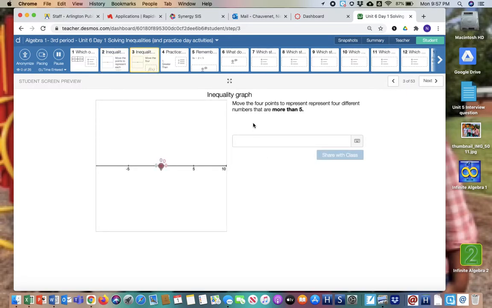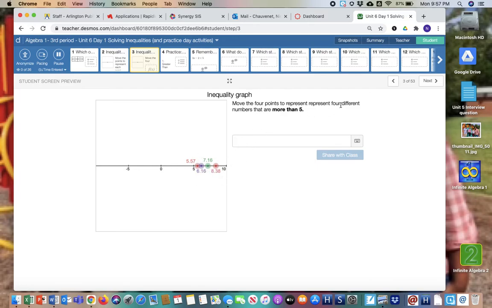Okay, so from here, we need to make sure we understand what an inequality actually means. Here it says to move the 4 points to represent 4 different numbers that are more than 5. Well, let's move them to 5.57, 7.16, 6.16, 8.38. So are all those more than 5? Yeah, they're all more than 5, right?